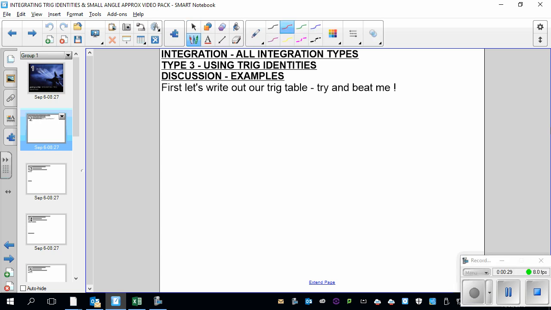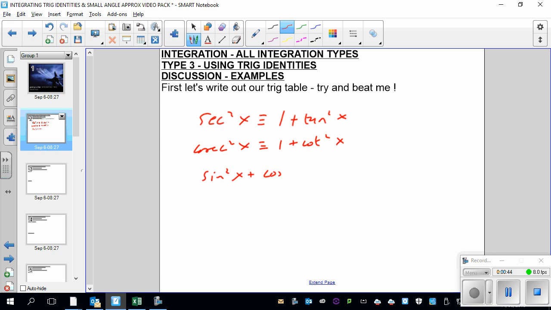Well, biggest ones, sec squared x, we know that's 1 plus tan squared x. And cosec squared x, we know that's 1 plus cot squared x. And remember, if you forget for whatever reason where they come from, you don't need to panic. As long as you know sine squared plus cos squared is 1, divide everything by sine squared, or divide everything by cos squared and you have it. You see, sine squared over sine squared is 1, cos squared over sine squared is cot squared, and 1 over sine squared is cosec squared.